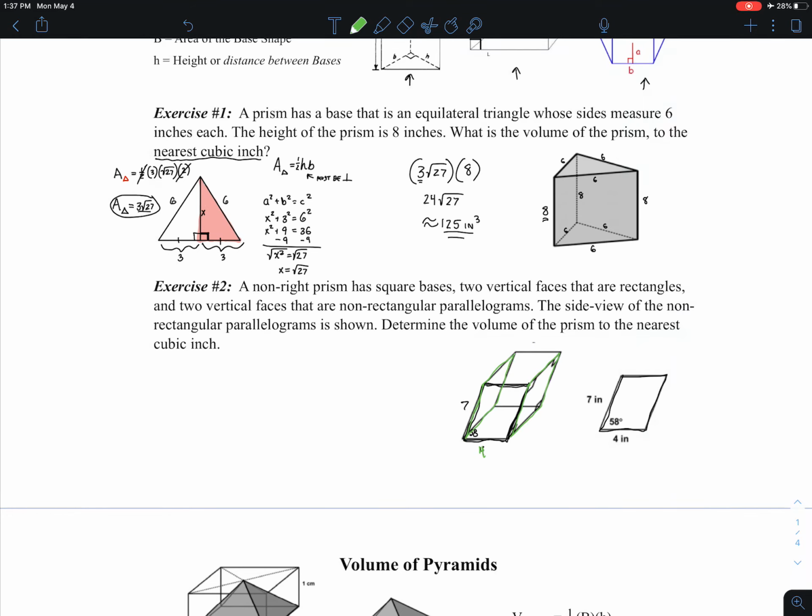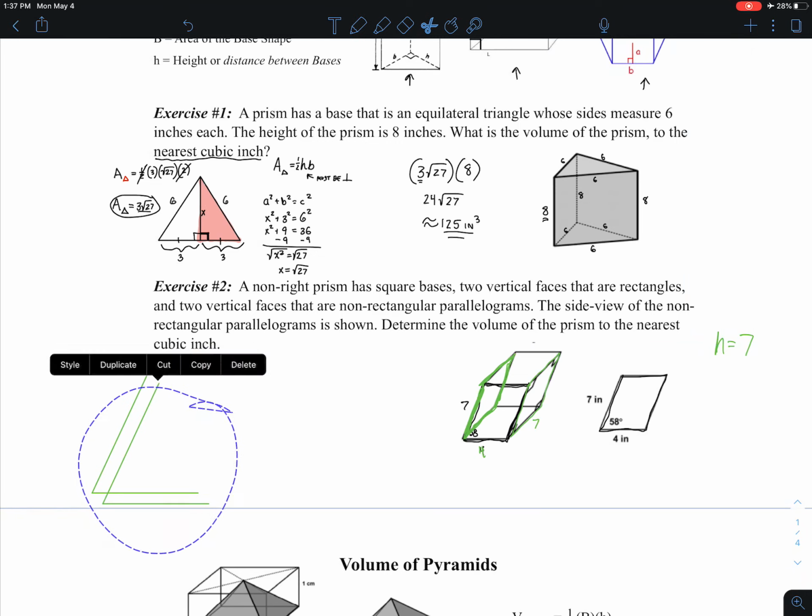So, remember, if this is 7, then all of these must be 7. So, all the green lines are 7. 7, 7, all the way around. Why is that important? Because 7 is going to be the height. Okay? So, we know that the height is equal to 7. The height of the prism is 7. So, here we go. We need to find the area of this guy now. That's our main priority. Then we just multiply it by 7, and we're done. So I'm going to go ahead and do my best to redraw this diagram over here.